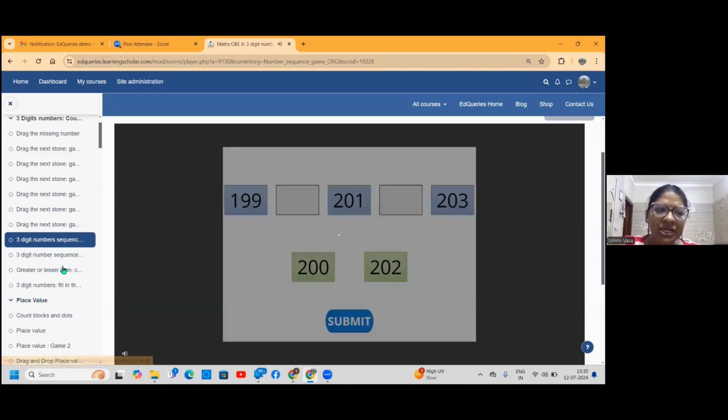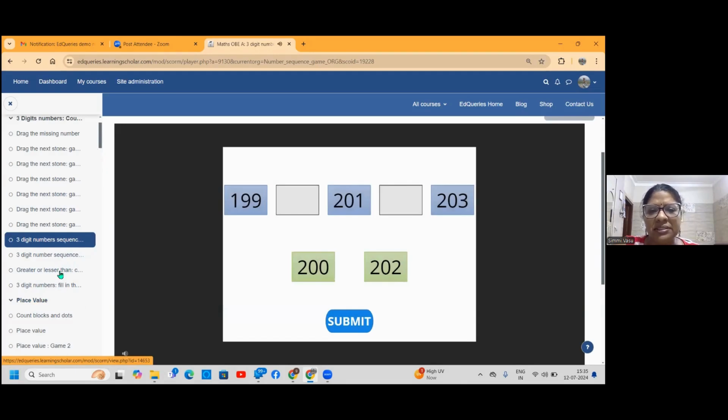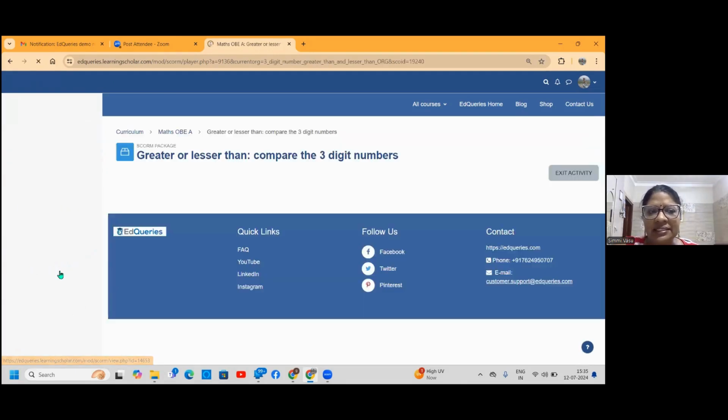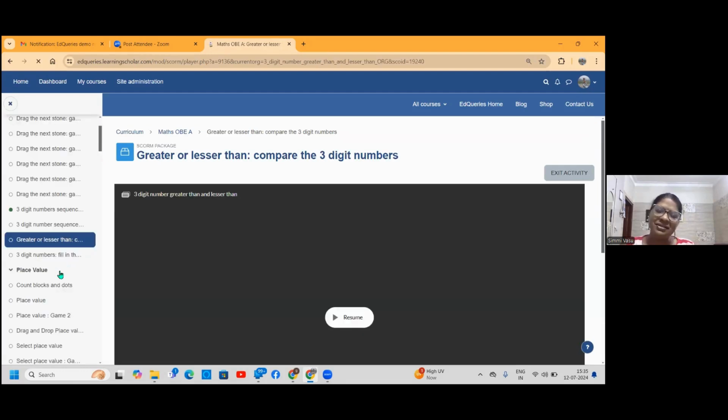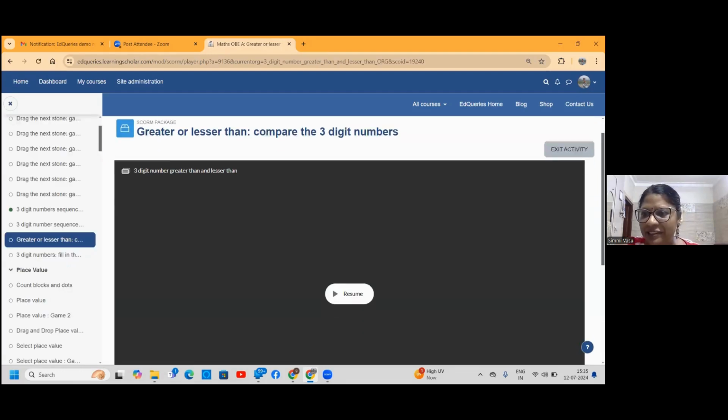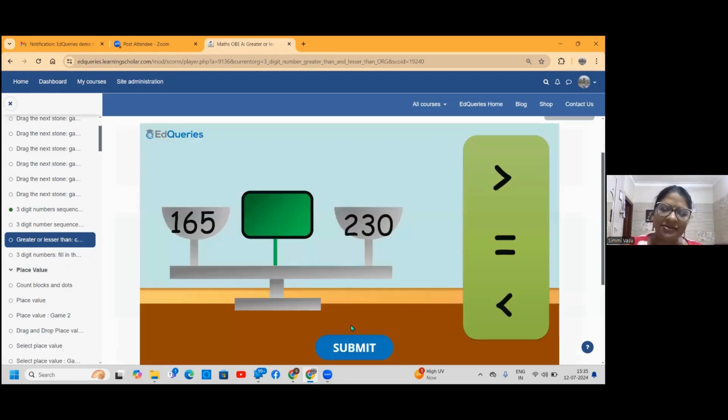Another game which I want to show you is the greater and lesser number. Here, the greater and lesser number has been depicted in a game, where you drag and drop the correct scale sign. Assuming that you have introduced the greater number, parents just remember whenever you are coming, don't try to teach children the concept on ed queries.